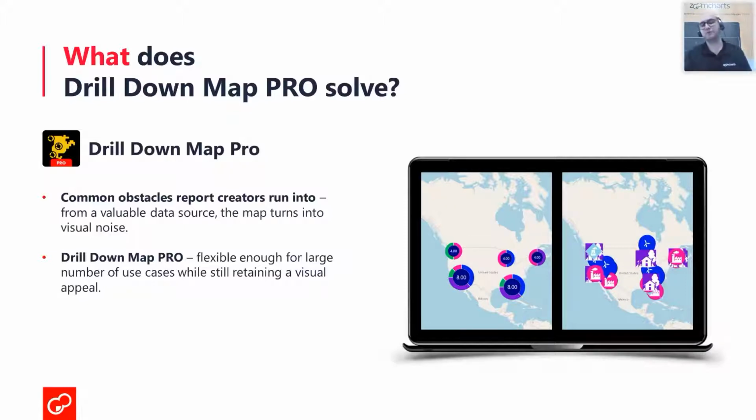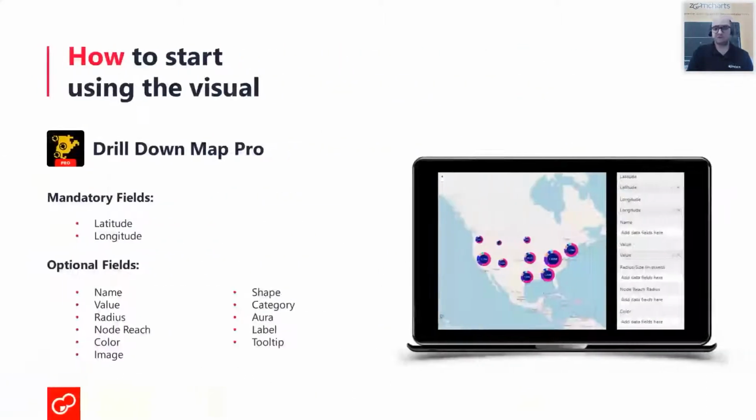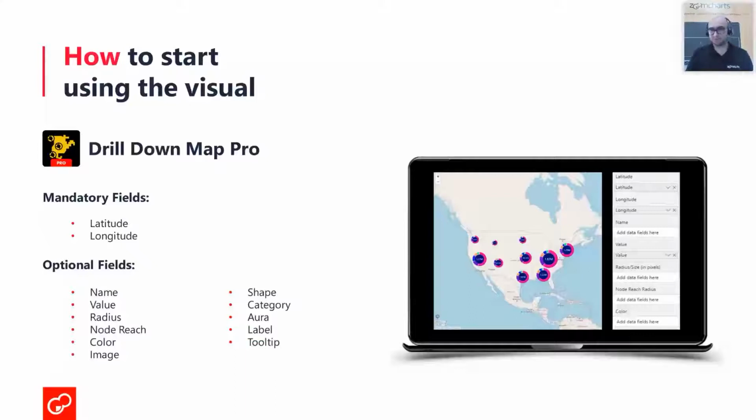But yeah, enough about that. Let's go a little bit more into technical details regarding the map itself. I'm going to try to keep it as non-technical as possible, but we're going to go into certain settings just to showcase where to find them and how to work with them. Whenever you are working with a map visual, there are a few things you need to remember. One of them is that the map visual itself has two mandatory fields: latitude and longitude. Those are the only data fields you need to have within your dataset for the map to start working. Everything else is completely optional.